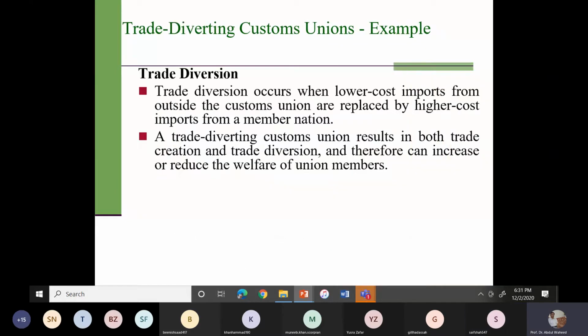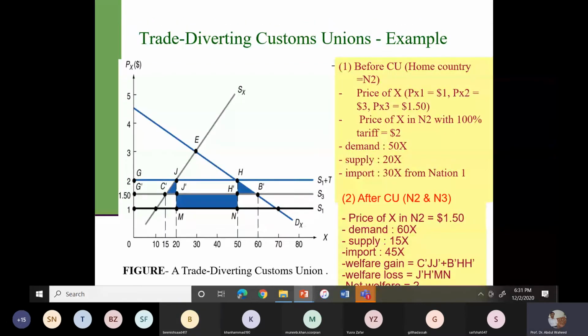Next, we discuss trade creation. We know what is trade creation and what is trade diversion. Last time I explained it here in the beginning. Now look at this example. This is the example of a trade diverting customs union. Before the customs union, again the home country is nation 2. So this is nation 2. This is a graph for nation 2.